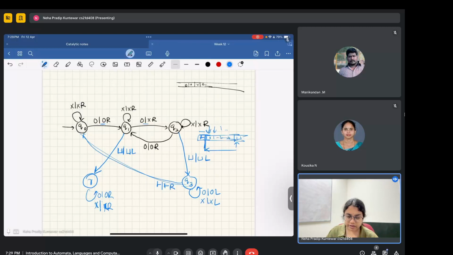One thing I haven't taken care of here is the accept state. So we want to make an accept state such that you have only seen one occurrence of 0, and that is when you should be accepting.